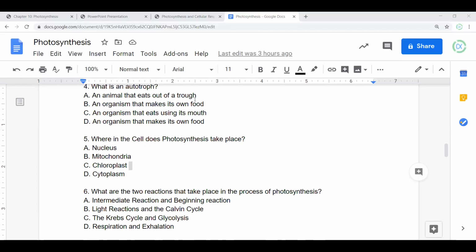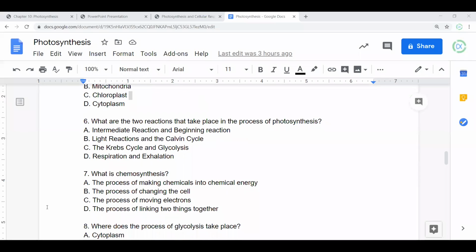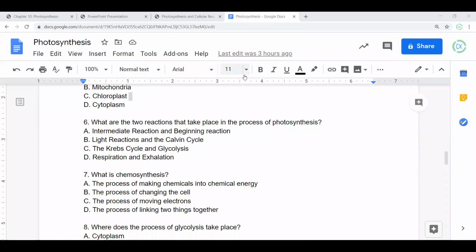Okay, so the answer here was B. Intermediate reaction and beginning reaction for A, we never learned about such. For C, the Krebs cycle and glycolysis, those are for cell respiration. And then D, respiration and exhalation, those are how we breathe. So B is the correct answer. Question 7, what is chemosynthesis?